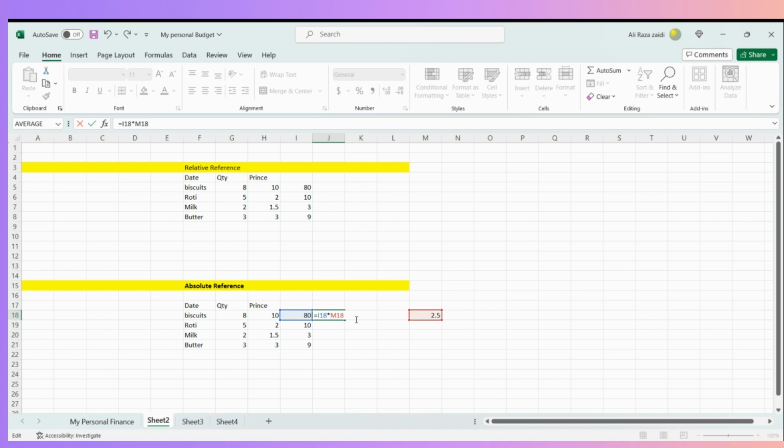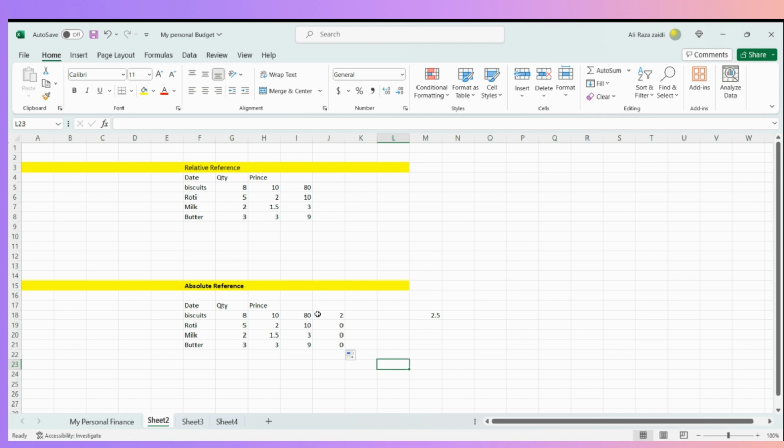and divided by 100. So when I press enter, you can see it gives me 2.5 percent of 80, which is 2. But when I drag this formula below, it gives me a 0.